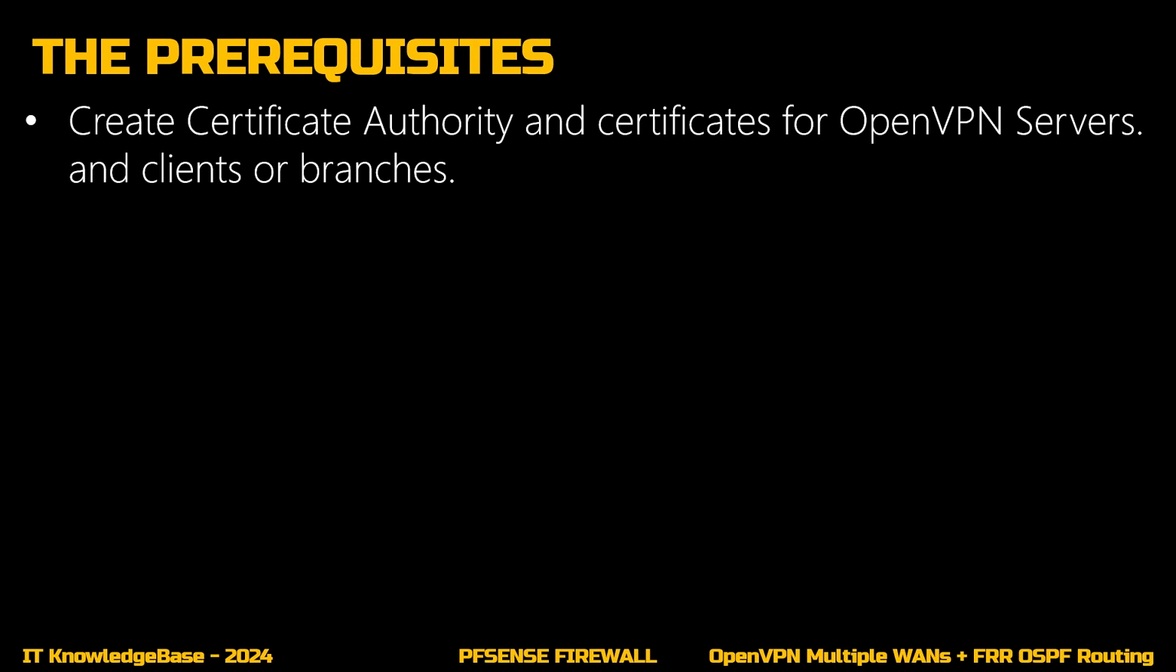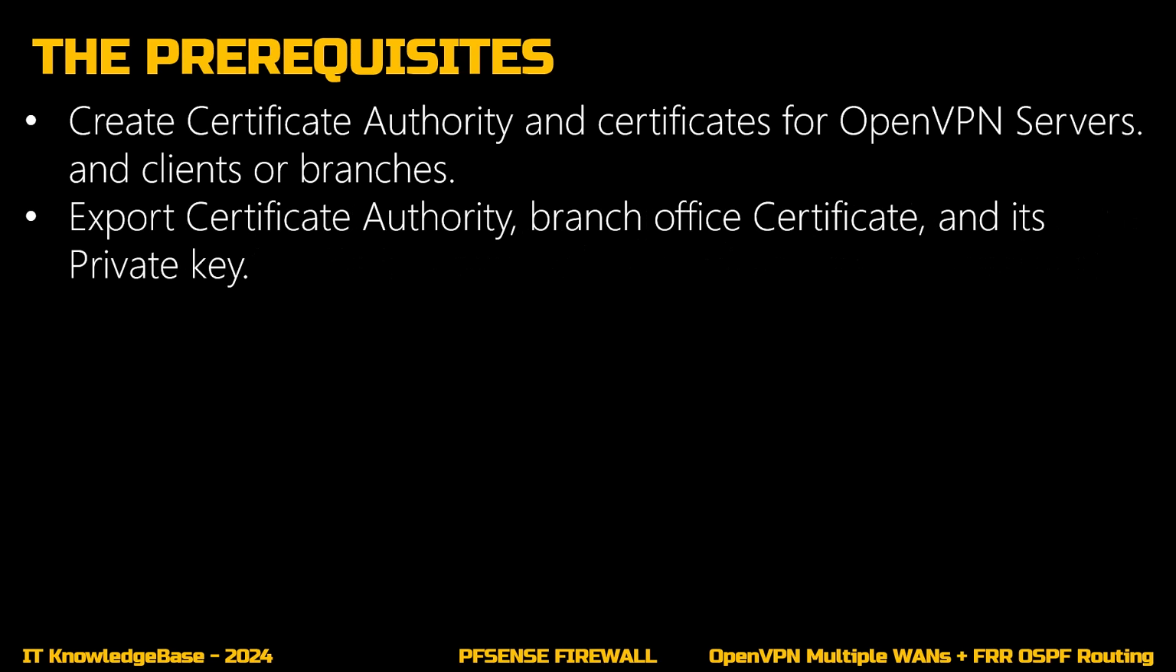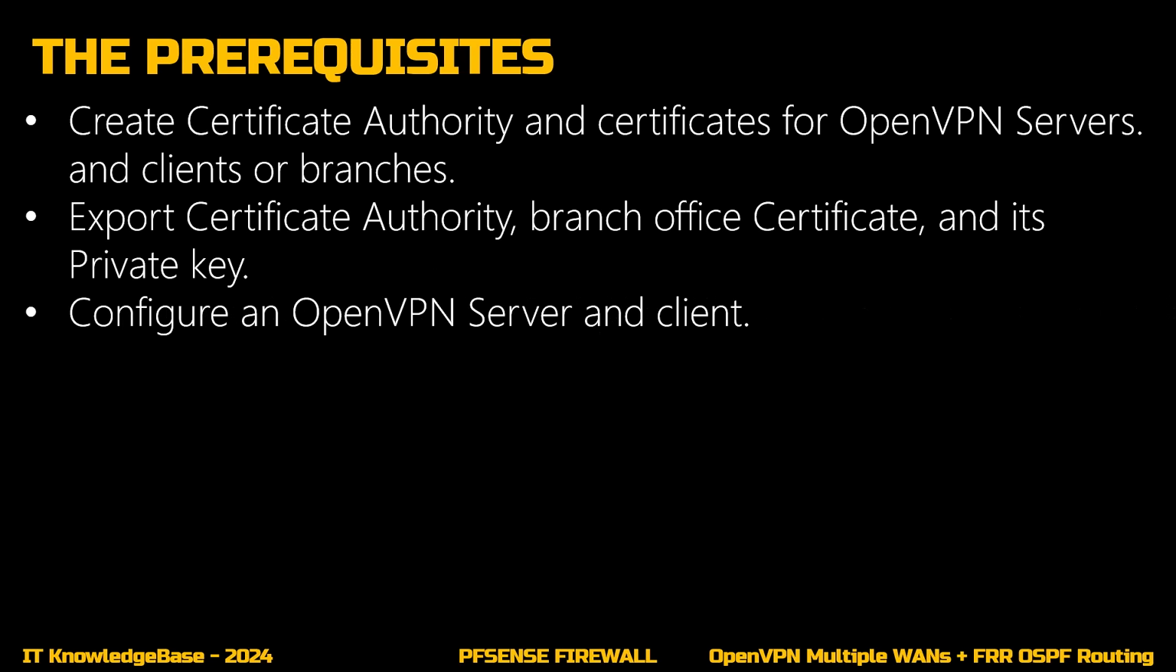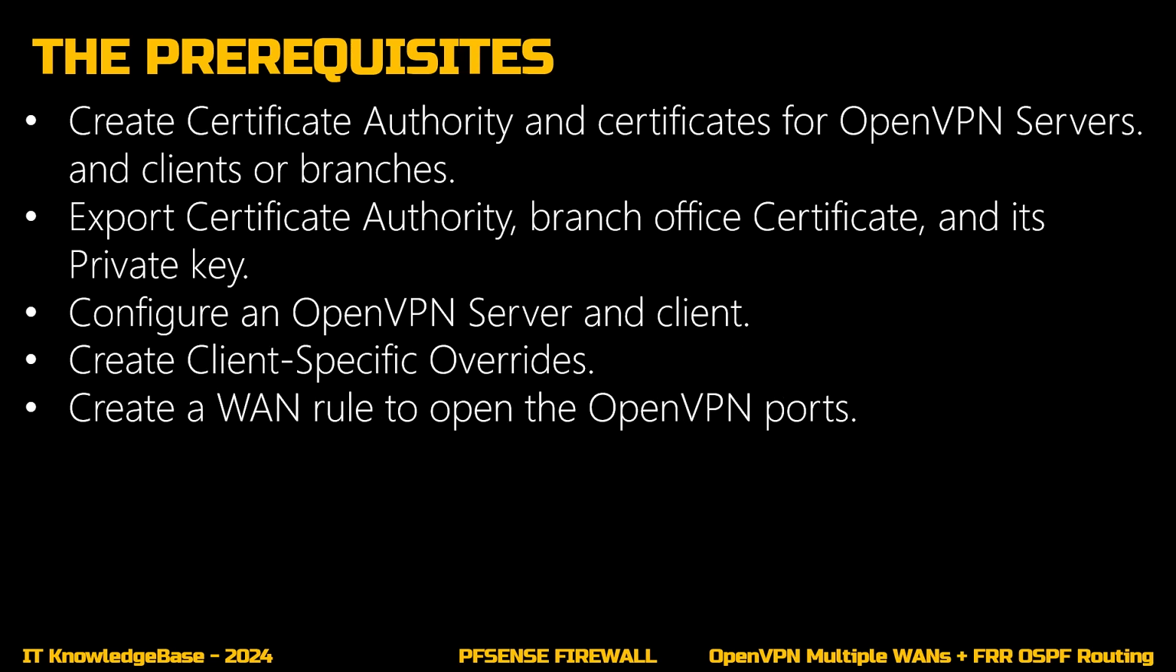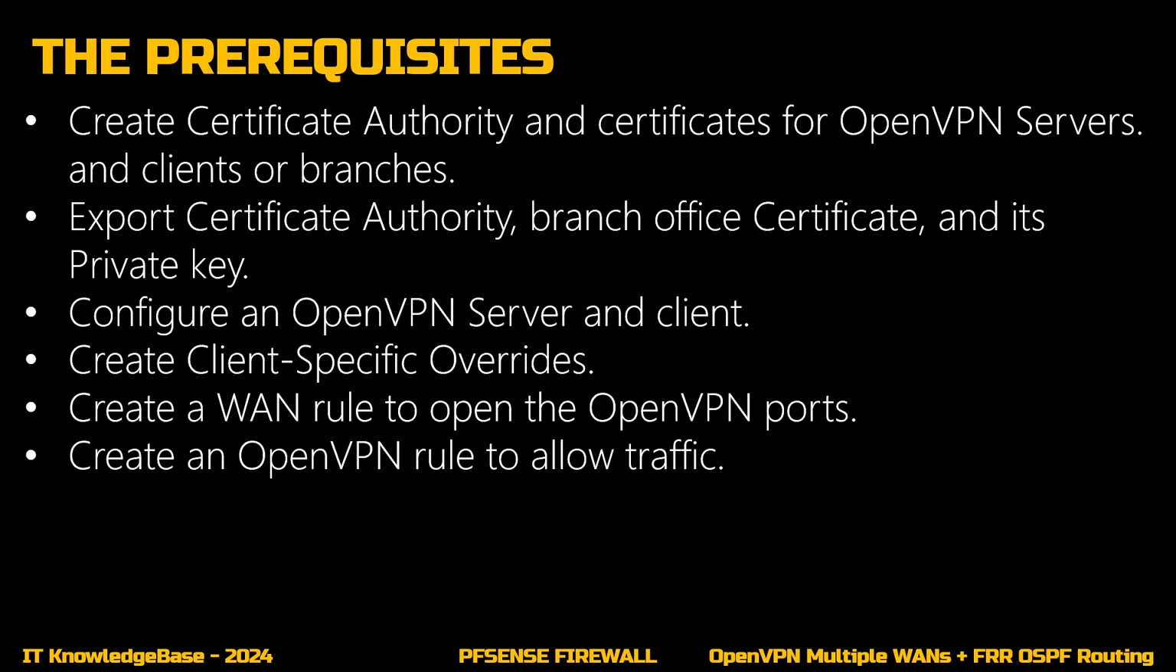Create a certificate authority and certificates for the OpenVPN server and clients or branches. Then export the certificate authority, branch office certificates and its private key to the branch office. Configure the OpenVPN server on the head office and an OpenVPN client on the branch office. Create client specific overrides. Create a WAN rule to open the OpenVPN port, and then create an OpenVPN rule to allow traffic. And I'll give you a glance at all the prerequisites.